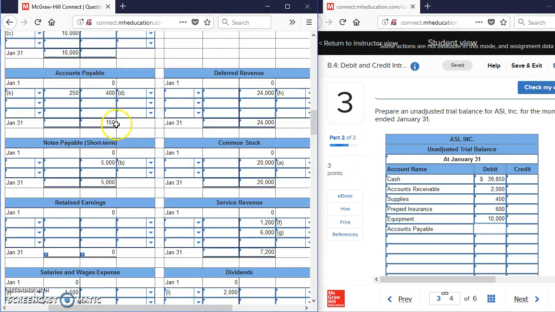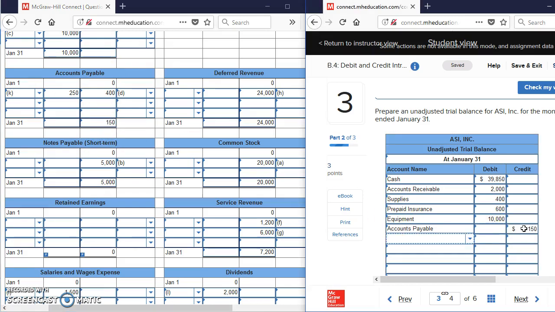Accounts payable has a balance of $150. Notice how it's on the right side. So put that $150 accounts payable balance on the right side of your trial balance. Next one's deferred revenue. Deferred revenue, right side, $24,000. Next one is notes payable short term right here. Make sure you pick the short-term notes payable. Notice how the balance is on the right side.